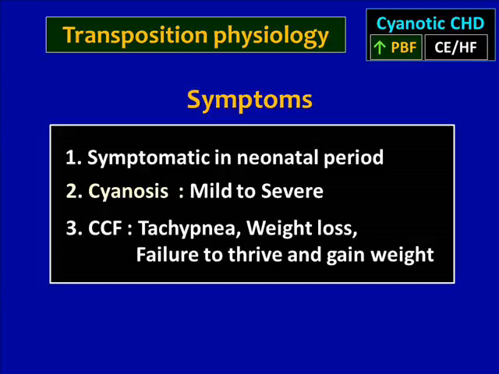Even if one is not able to detect cyanosis clinically, doing an oxygen saturation SpO2 will confirm the presence of cyanosis. This is because the majority of this group of cyanotic heart disease with greatly increased pulmonary blood flow have transposition complex with abnormally related great vessels in spite of increased pulmonary blood flow. Again, because of increased pulmonary blood flow, these patients will have tachypnea, weight loss, and failure to thrive.